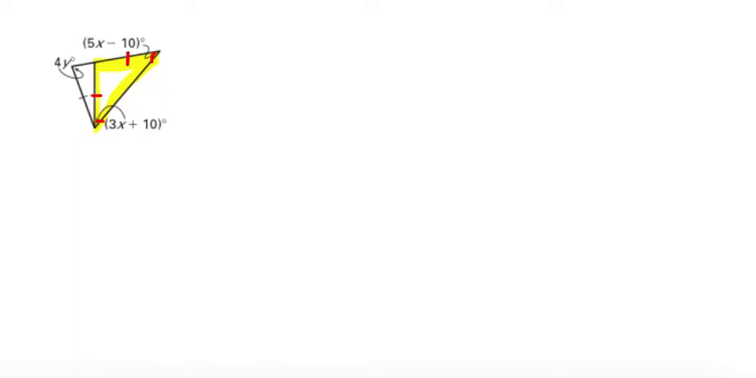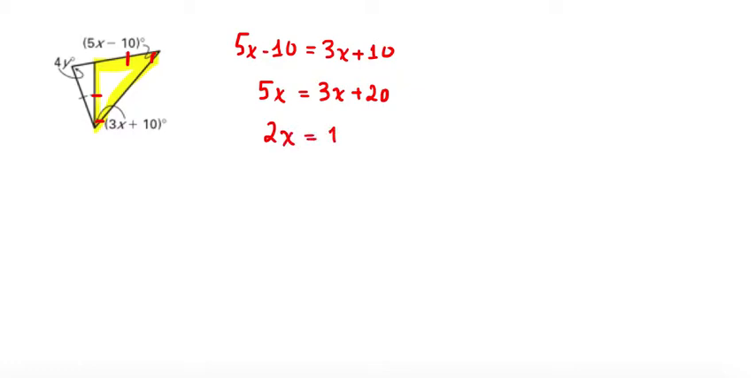So using this, I can set up an equation. We can say that 5x minus 10 is equal to 3x plus 10. We add 10 to both sides, so I get 5x is equal to 3x plus 20. Then subtract 3x from both sides, so I get 2x is equal to 10. Excuse me, 2x is equal to 20. And then we divide both sides by 2, we get that x is equal to 10. So that completes at least one part of the problem, we've solved for x.